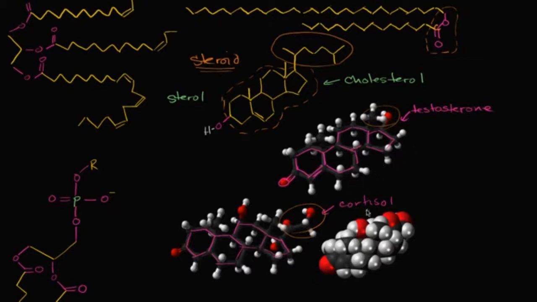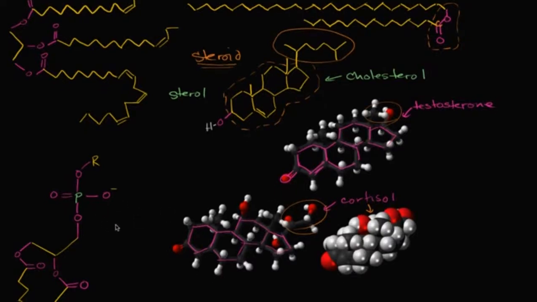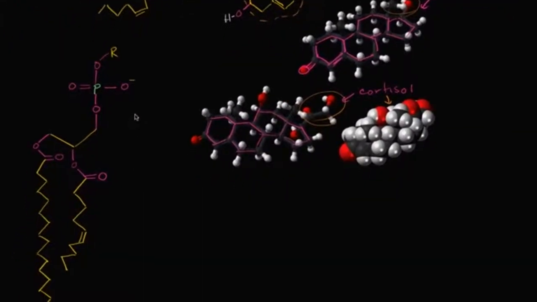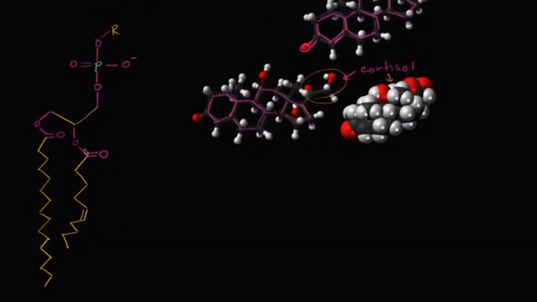So this right over here is what a cortisol molecule would look like if you're thinking of a space-filling visualization. Now, I talked about amphipathic molecules, and phospholipids are probably the most well-known example of it. Phospholipids have a lot in common with triglycerides, in that you have this 3-carbon backbone right over here.